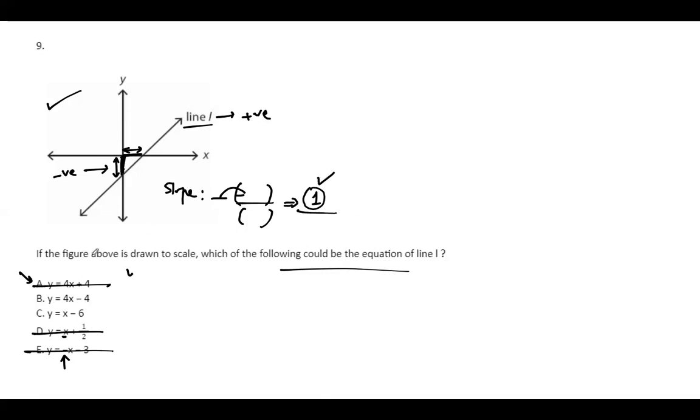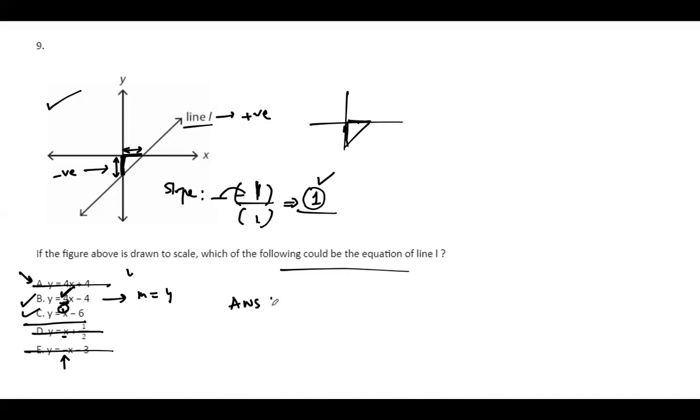So between option choices B and C, option B says that the slope is 4, as in this value is minus 4 and this value is 1. And option C says slope is 1, as in this value is 1 and this value is 1. So which option should I go with? Option C, because the magnitude of the slope is too much here. And how did I know about it? Because I can see in the figure that this value and this value are about the same.